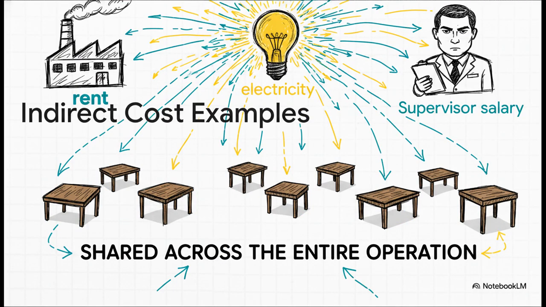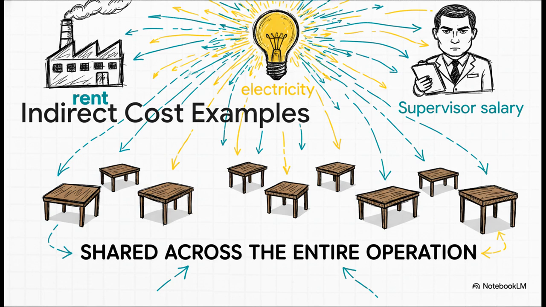Let's look at some classic examples of overhead straight from the source notes: factory rent, supervisor salary, and electricity. Think about that factory rent for a second. Let's say you pay $10,000 a month for the building. If you make exactly one wooden table, how much of that rent is perfectly traceable to that single table? You can't do it. The rent supports the entire factory's existence, not just one unit.